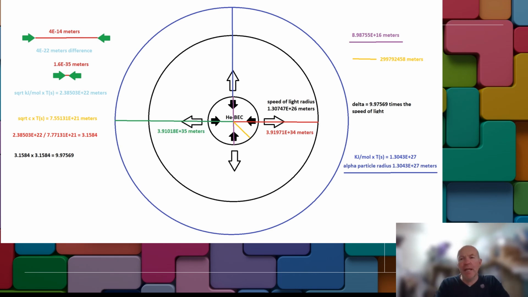The He-BEC singularity is a model for a very large superatom of helium as a Bose Einstein condensate. And it's a model that allows one to identify the origin of the speed of light, as well as the formation of dark energy and dark matter from this very large singularity.